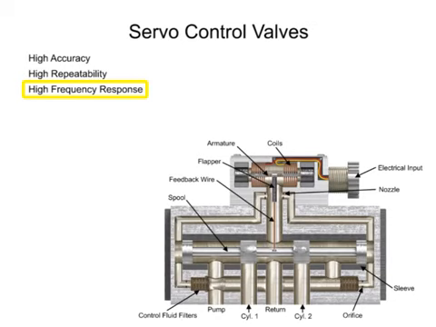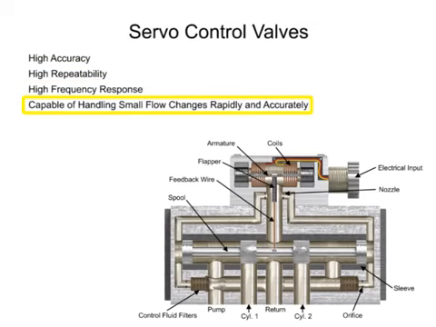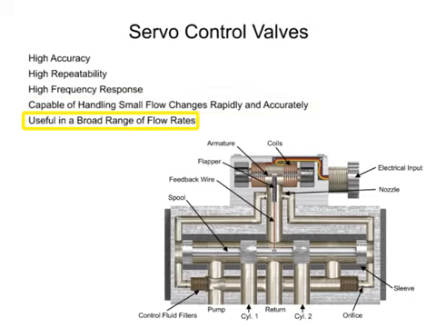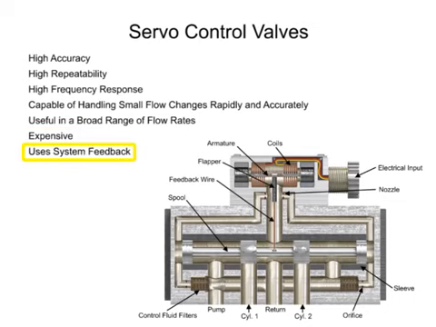Servo valves are highly responsive and capable of handling minuscule flow changes both rapidly and accurately over a broad range of flow rates, but at an extra cost. The main difference between proportional and servo valve circuit design is that servo systems have a method of feedback that assures that the actuator is doing what the controller tells it to do.